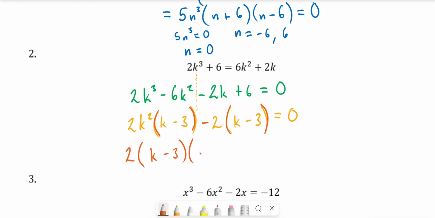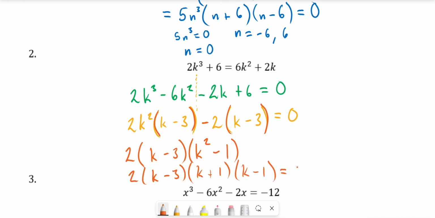If I do that, this will leave me with k squared minus 1. And k squared minus 1 is again a difference of squares. So here we have another reduction that could occur. I can continue to simplify this by factoring the difference of squares.